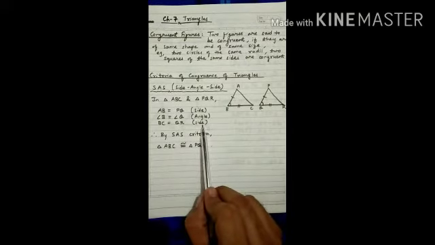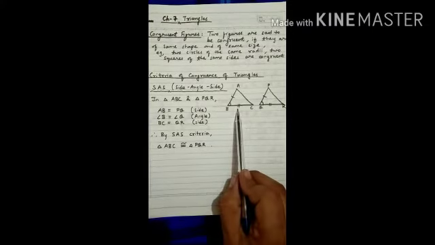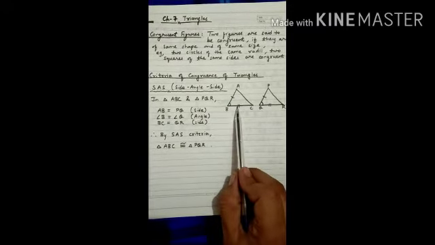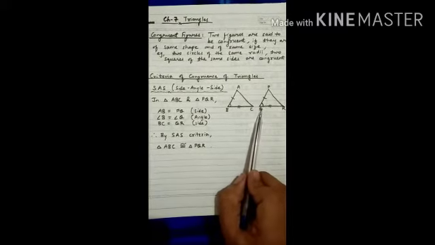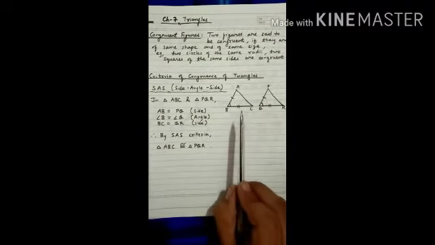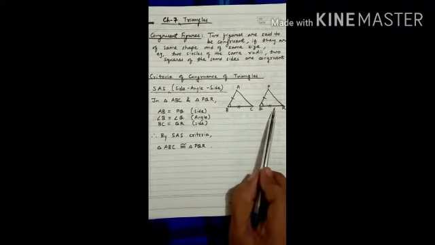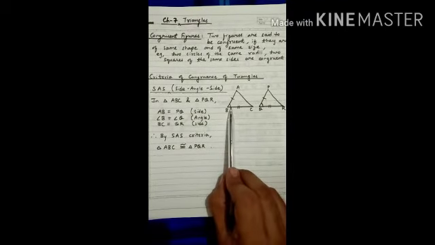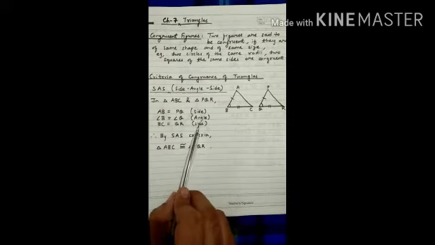Side angle side. See carefully that this is one side, this is another side, and this angle lies between two sides, between two adjacent consecutive sides. This is angle B, this is side PQ, side QR, and this angle Q lies between two adjacent consecutive sides. The angle should be between two equal sides. Angle B is between AB and BC, angle Q is between PQ and QR. So the equal angle should be between the given two equal sides. Then only we can prove the triangles congruent to each other by the side angle side criteria.